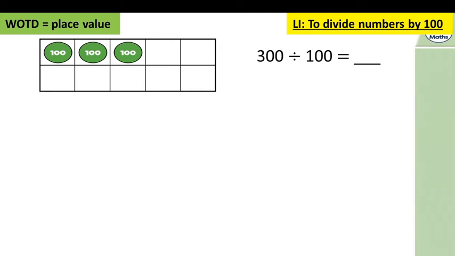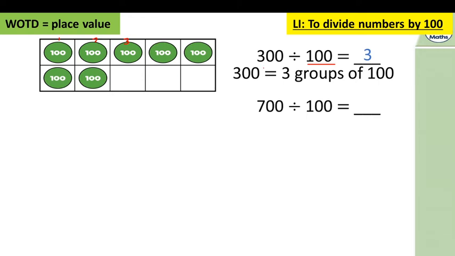We have 1, 2, 3 hundreds in there. And my question is asking how many groups of 100 do we have here? So you just need to count how many separate groups you have of 100. How many 100s make up 300? So we have 1, 2, 3 groups of 100 here. So the answer is 3.